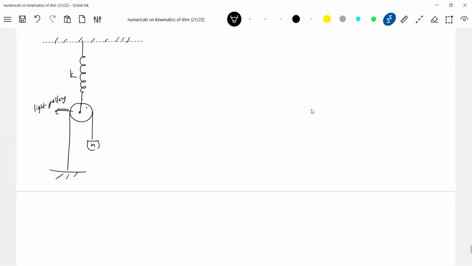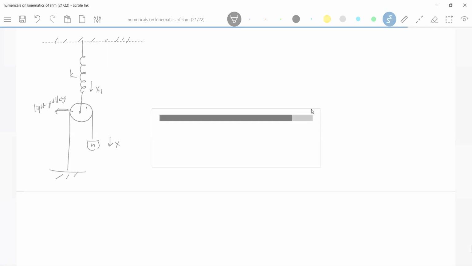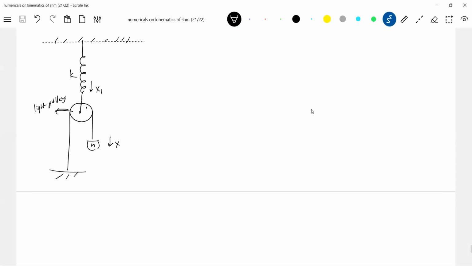You can solve by energy method or by force method. So let me go for the energy method. Let x be the displacement of the block. Let the elongation of the spring be x1. Constraint equation: how are x and x1 related? If this point moves by 1 meter, then here 1 meter will become loose, so this will move by 2 meters. So x equals 2x1.